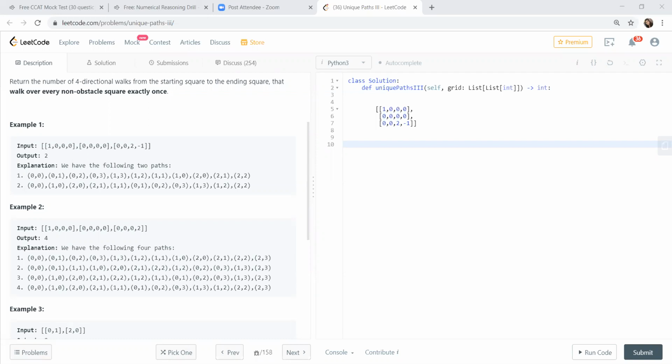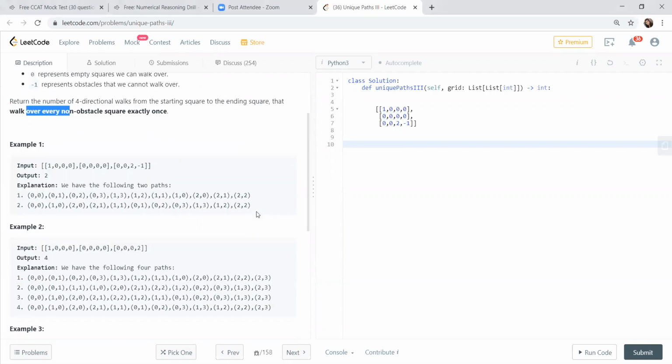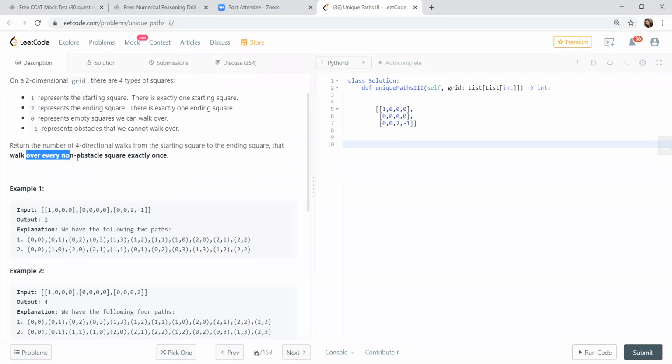Do we need to count how many zeros there are? Is that a requirement? Yeah, we need to find out if all the zeros are covered. It's not a requirement to count, but it will help to make sure that we covered all the zeros. So maybe we have to do a scan of this grid first, to walk over every non-obstacle square exactly once. That's one of the requirements there.